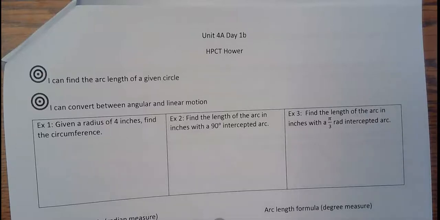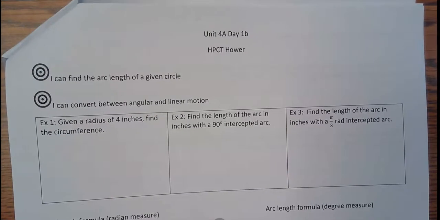All right, moving on to Unit 4A, Day 1b, which is just the second part of Day 1. Going to continue on with the circle and the angle and degrees and revolutions and radians, all that talk. So I can find the arc length of a given circle, just the length of the arc. If you're given an interior angle, could you find the arc that it intercepts? And I can convert between angular and linear motion.